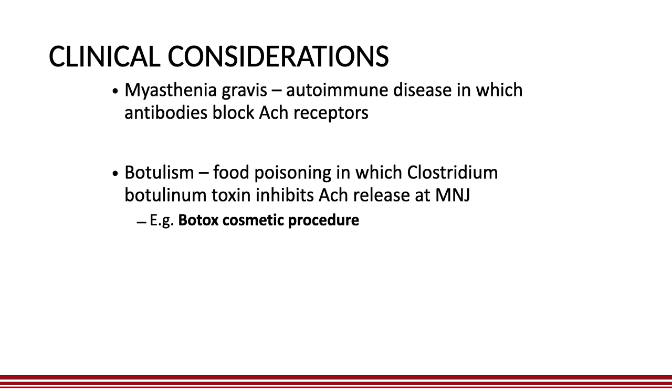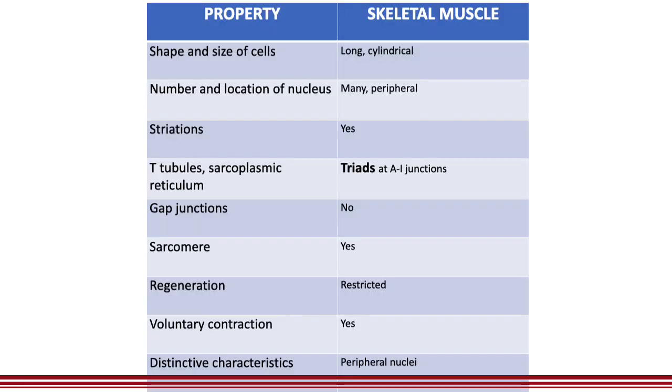Okay. So while myasthenia gravis and botulism both affect the transmission of signals between motor neurons and skeletal muscle fibers, they have different, although related, underlying causes, and they require different treatments. Okay. So this slide shows us the different properties of skeletal muscle as a summary.